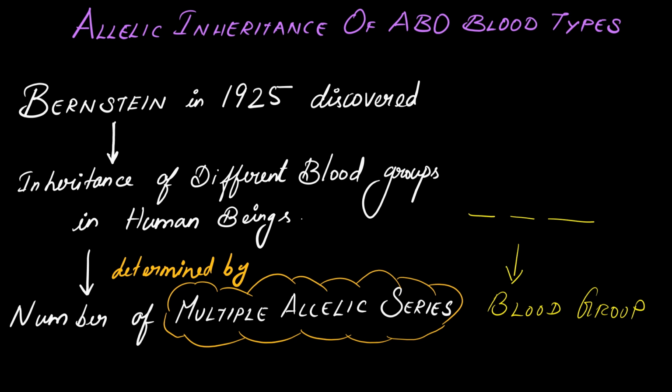So how many alleles are going to be there to determine the blood group? 3 alleles are going to be there to determine the blood group. So our inheritance of the blood group is going to be happening through the multiple allelic series.